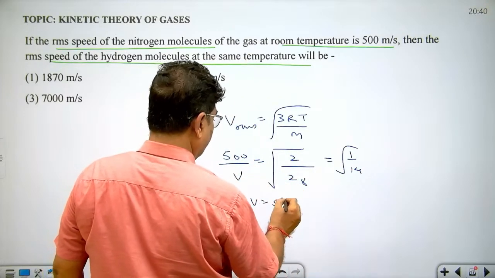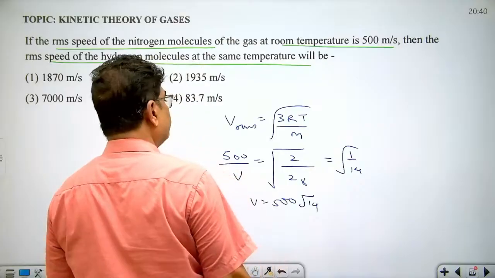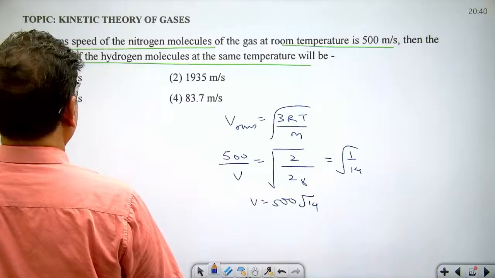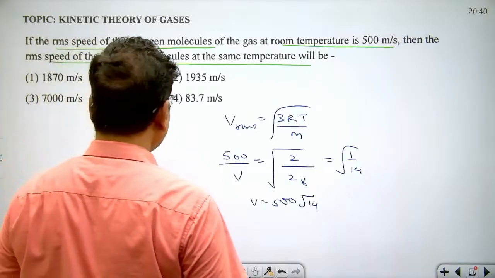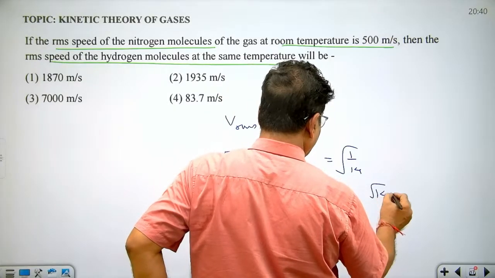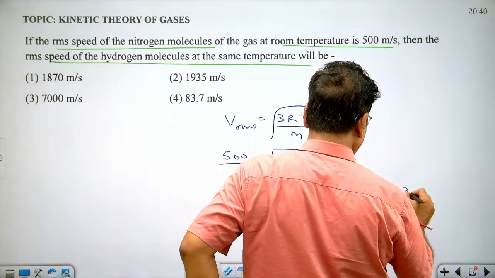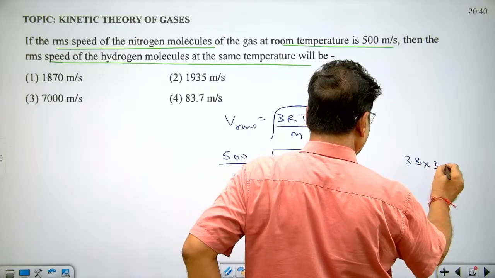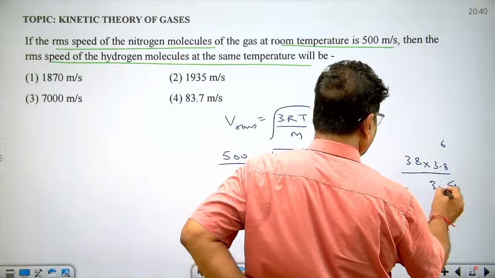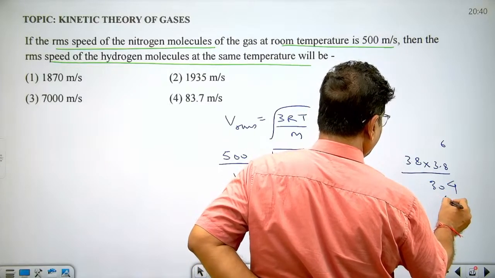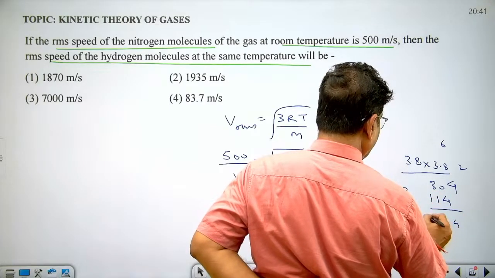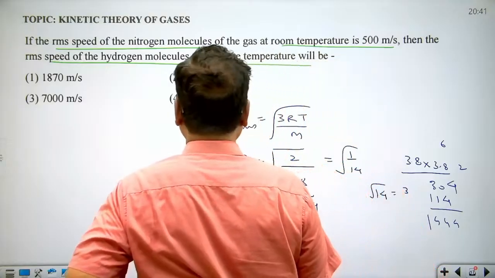So V is what? 500 into under root 14. So approximately this is how much? 4 means 2000, so lesser than 2000. Under root 14 will be approximately equal to 3.8. 3.8 into 3.8: 8 into 8 is 64, 8 into 3 is 24, and so on, giving 14 point something. So we can take 3.8.